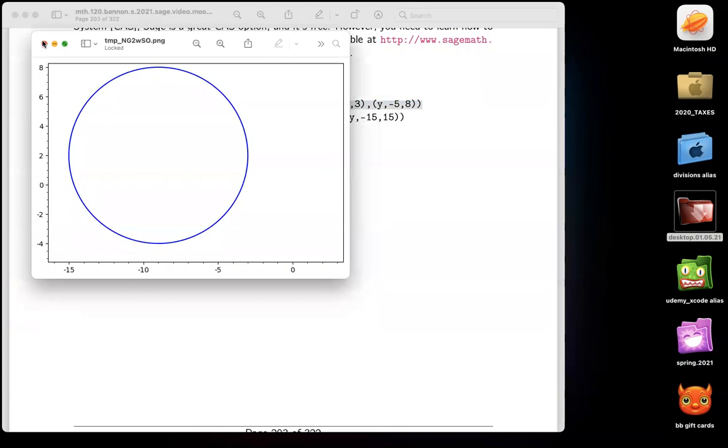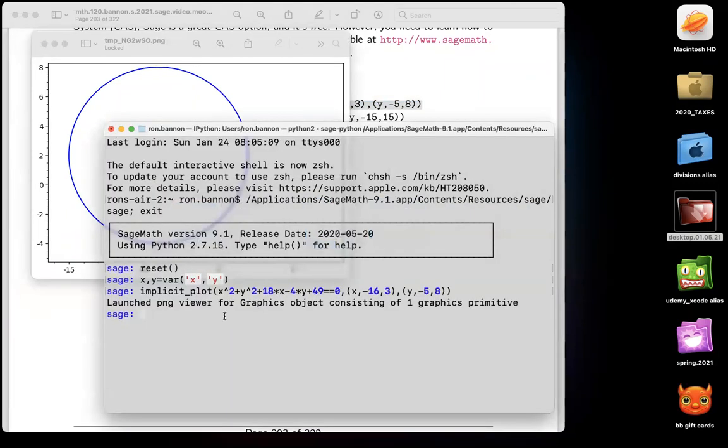All right, so let's go back and look at that and see why it's a circle. Well, if you look at this equation over here, this is clearly an equation of a circle. And we've done that before. You notice what it says in the output. It says launch the PNG viewer for the graphic object consisting of one graphic primitive. Well, that graphic primitive is in the blue. It's a circle. Pretty simple. Let me close that out.